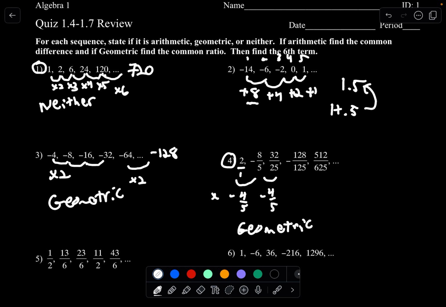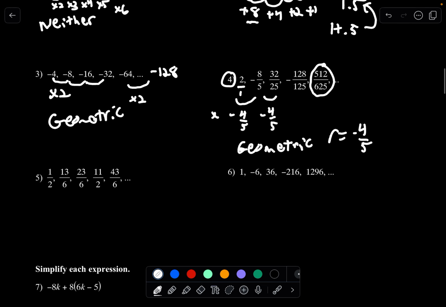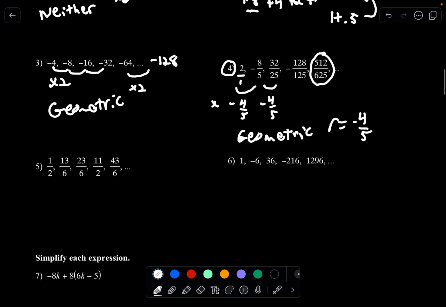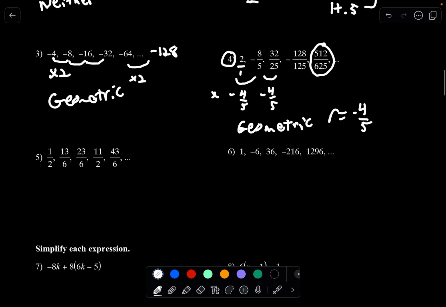We are multiplying by an r equal to -4/5. So that's the number you're multiplying by, and you multiply the last term by -4/5 to get the next number. Again, don't worry too much about it. I'm not going to give you ones with fractions. They're going to be integers.